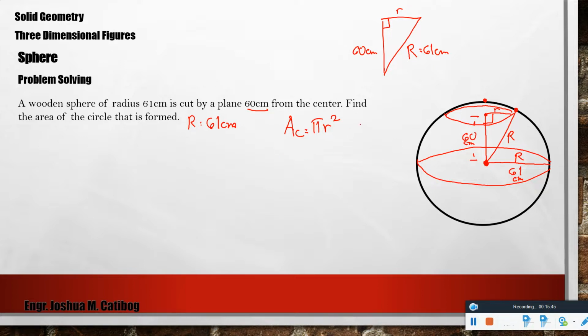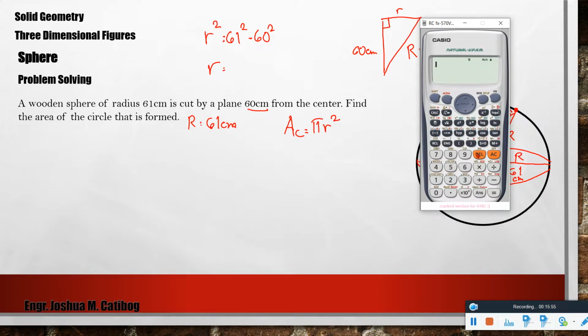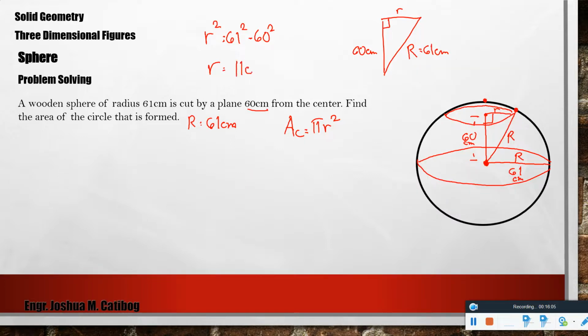So, from here, gamit po tayo ng Pythagorean theorem. So, r squared is simply what? 61 squared minus 60 squared. So, r is simply what? Okay, so please use your calculator. So, this would be the square root of 61 squared minus 60 squared. Okay, so we have here r is 11 centimeters.